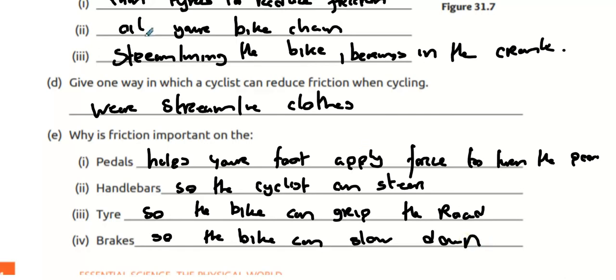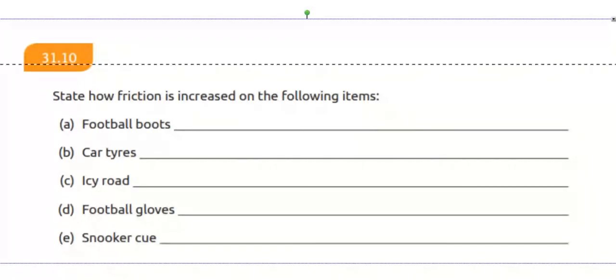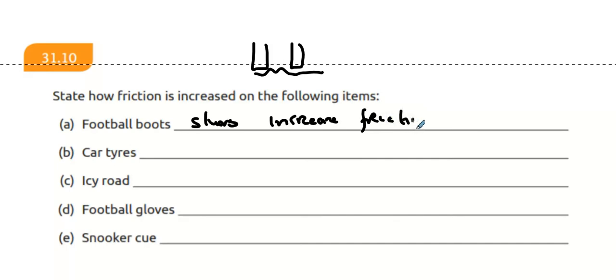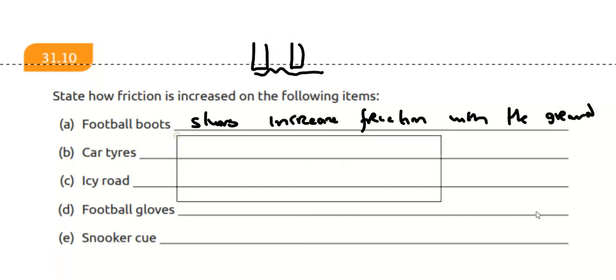Next, state where friction is increasing in the following: football boots. The jagged edges of the boot increase friction with the ground. Studs increase friction with the ground.